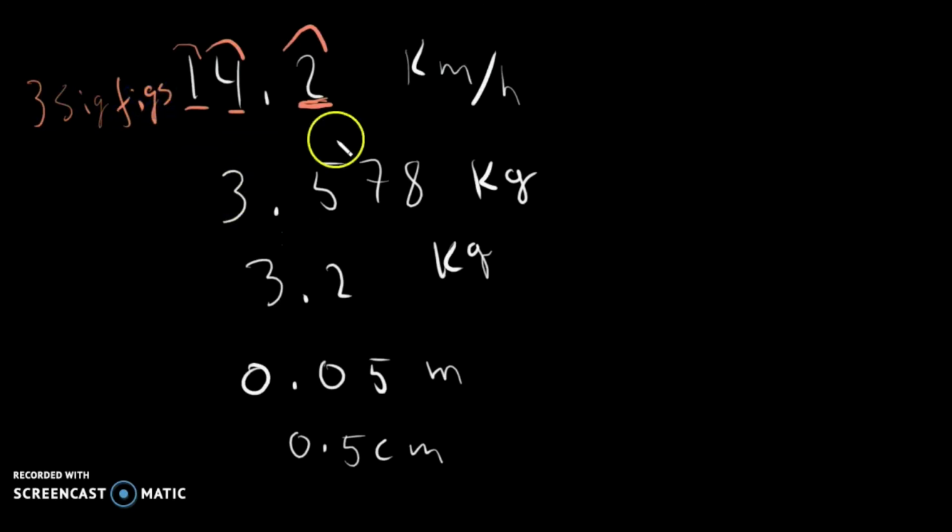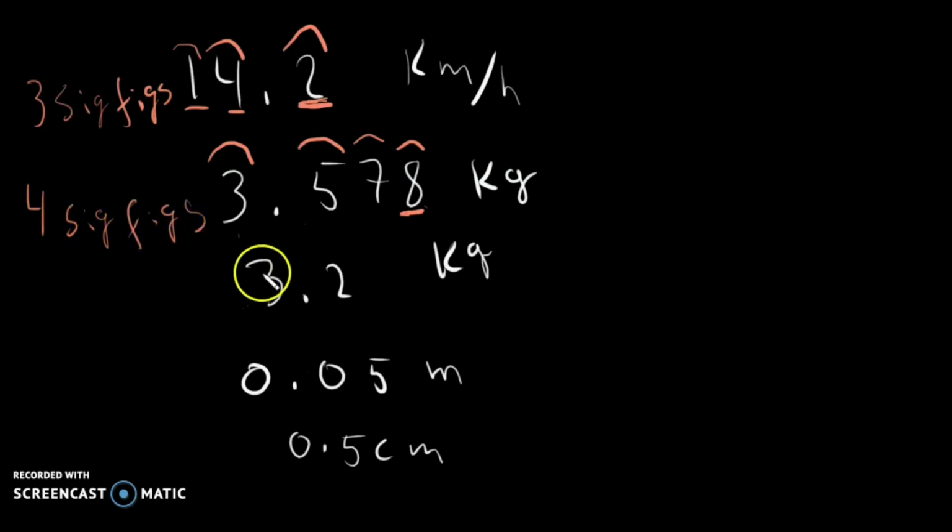Let's look at the next example, 3.578 kilograms. So let's count again. We have the first digit here, 2, 3, 4. That means that this last one is where the uncertainty is. This could be 3.577 or 3.579, around there, right? So since we have 4 digits, including that one, that's 4 significant figures.